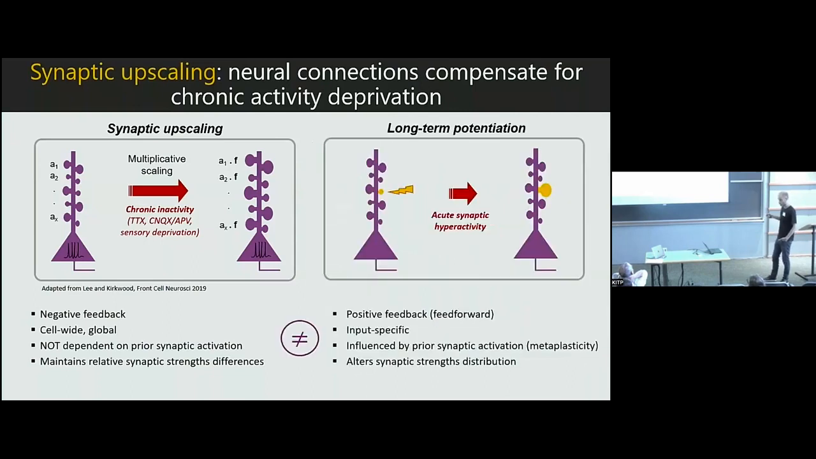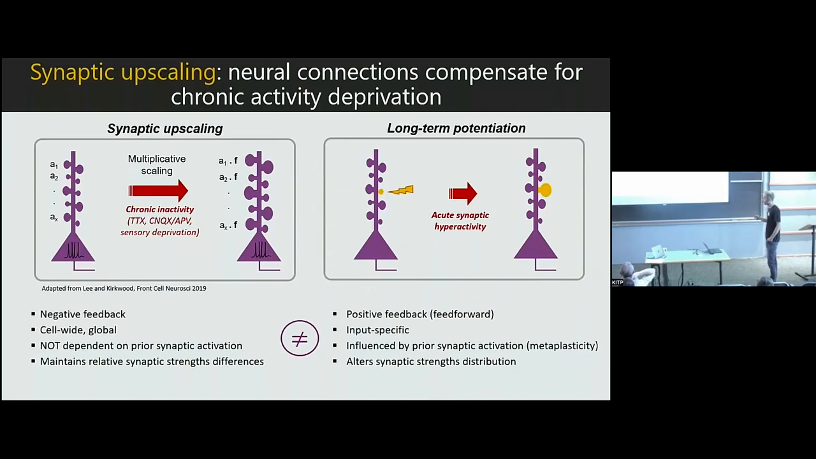So this is, of course, in contrast with LTP, which also leads to the strengthening of synapses, but this time in response to acute synaptic hyperactivity. So we have two very different induction protocols. LTP relies on a positive feedback mechanism. It displays input specificity, as I mentioned before, and it's influenced by prior synaptic activation, meaning that not every synapse will exhibit the same ability to undergo potentiation. And finally, it's expected to alter synaptic strength distribution, as discussed before, to store new information.